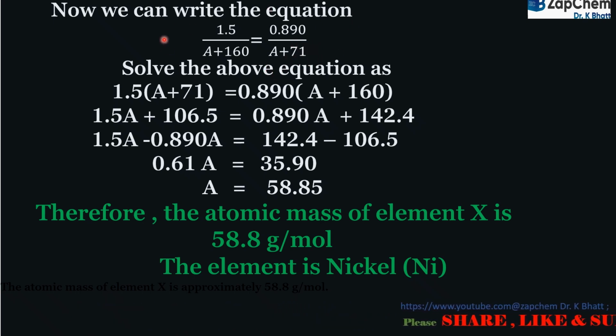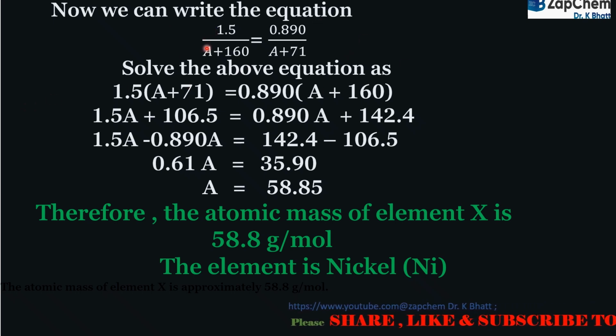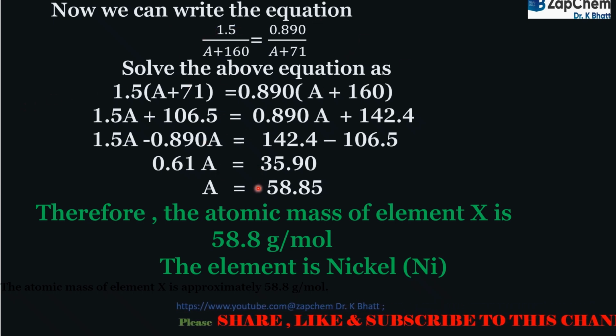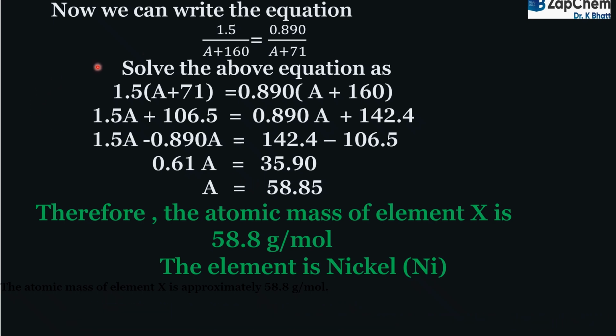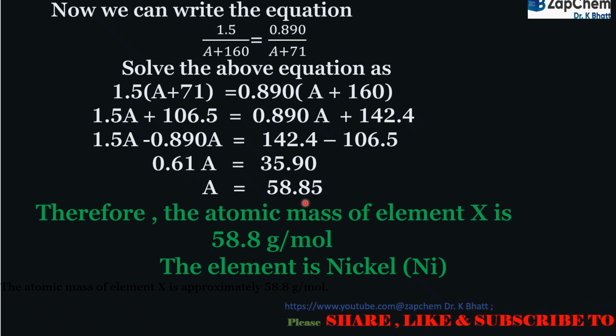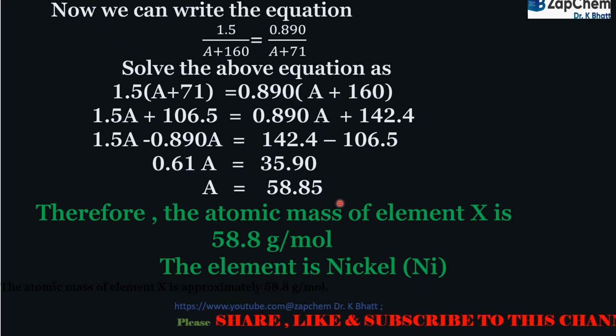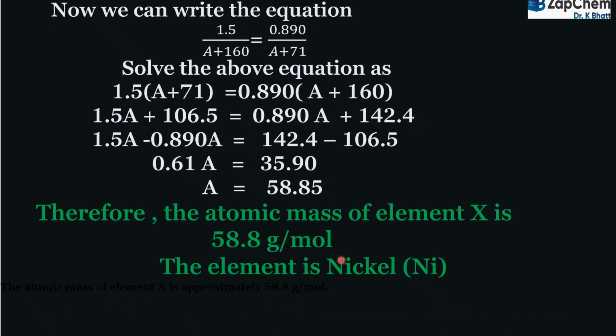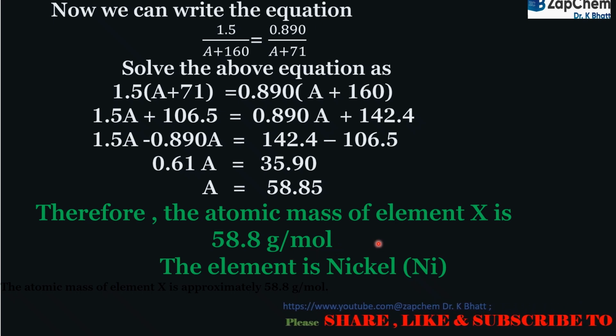Now we have got one equation, and we can solve it. We can simplify it mathematically, and the steps are given here. On simplification, we get that the value of A is 58.85. We arrive at the conclusion that the atomic mass of the element X is 58.8 grams per mole.